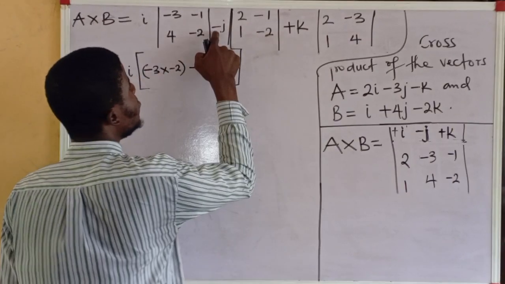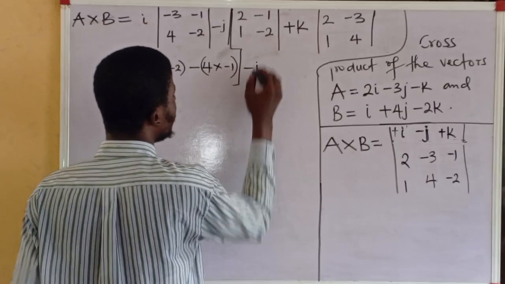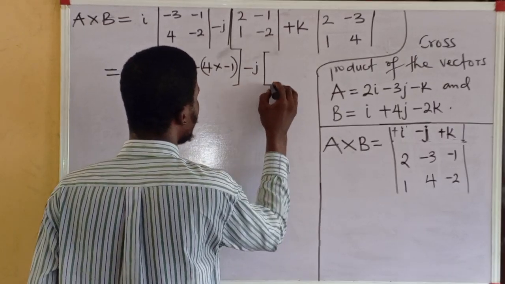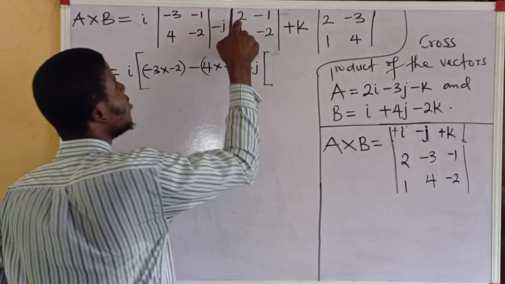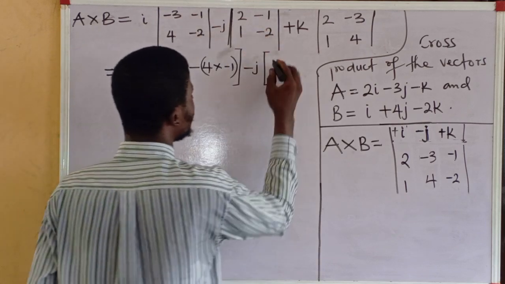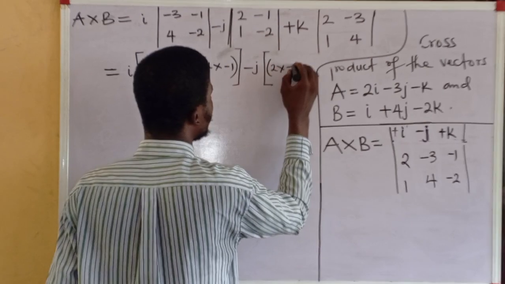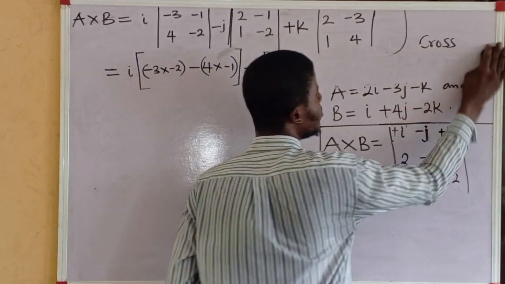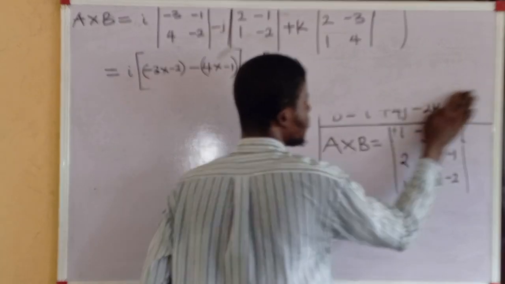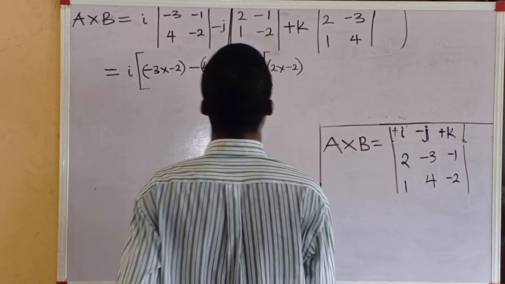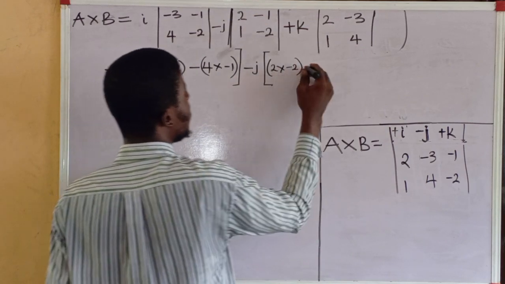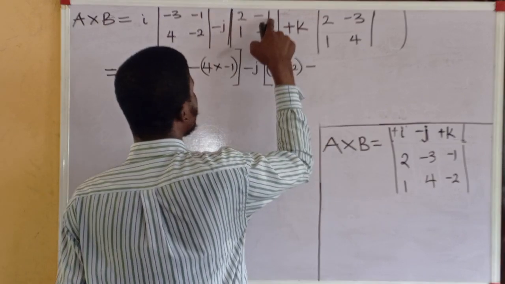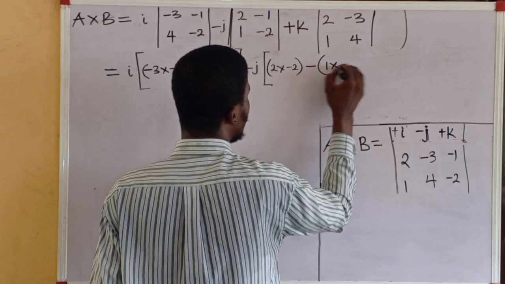All right. Minus j. 2 times minus 2. I think I'm going to erase this right now. I don't think we need it anymore. All right. That's 2 times minus 2 minus 1 times minus 1.